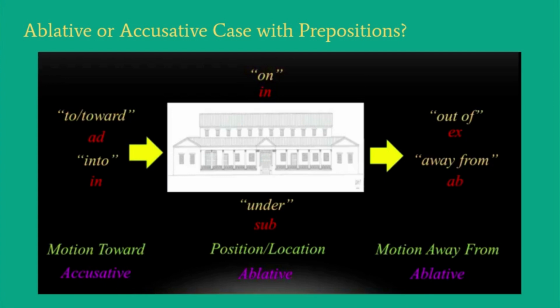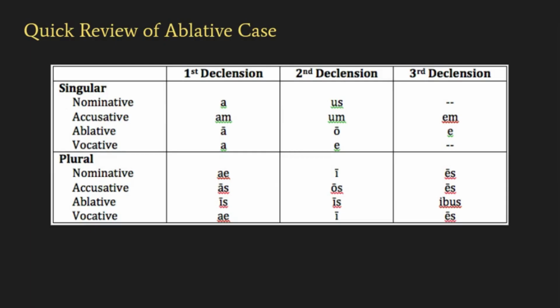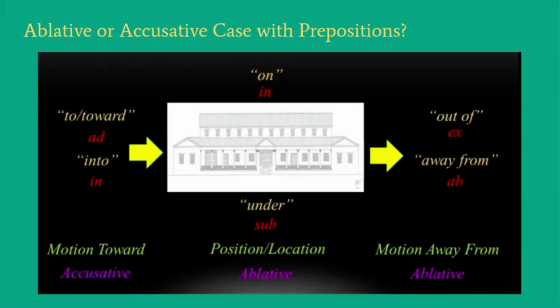So I'd say in vila with a long A. And again, if we go back to our chart, look at first declension ablative singular, right? Vila is a first declension noun. Vila with a long A would be ablative singular. So if you read in vilam, I'm going into the house. But if you read in vila, I'm already inside of it.